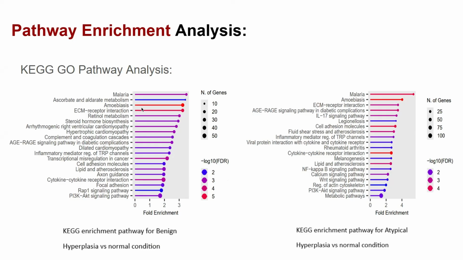If we see in the plots, there are many pathways which play an important role in the progression of a particular disease, such as the pathway for malaria, the pathway for ECM receptor interaction, and the cell adhesion molecule pathway. These all play a very significant role in the progression of the benign condition of the cancer. Similarly, in the atypical hyperplasia condition, there are many pathways which are upregulated or downregulated, but play a significant role in the progression of the disease.